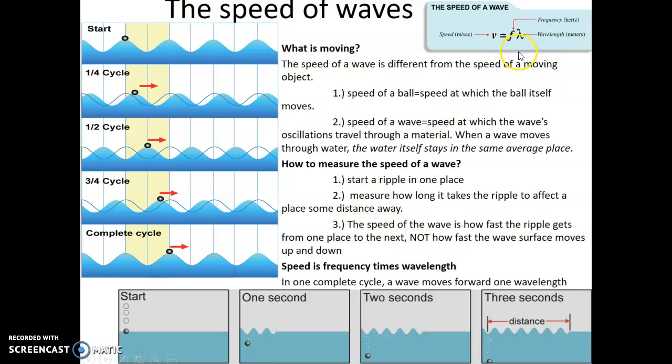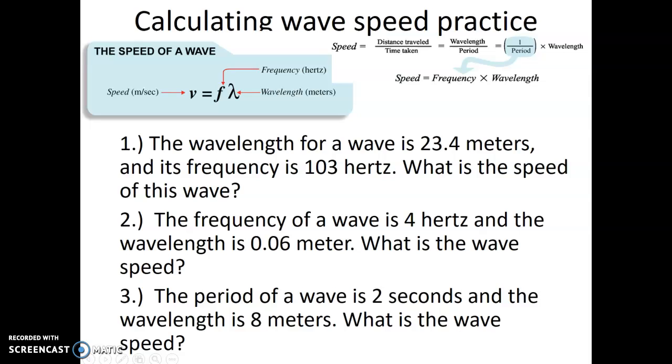The speed of the wave is frequency times the wavelength. Remember, frequency is measured in hertz, and the wavelength needs to be measured in meters. The speed of the wave would be measured in meters per second. Okay, so here are some practice problems. Remember, speed of the wave is frequency times the wavelength.